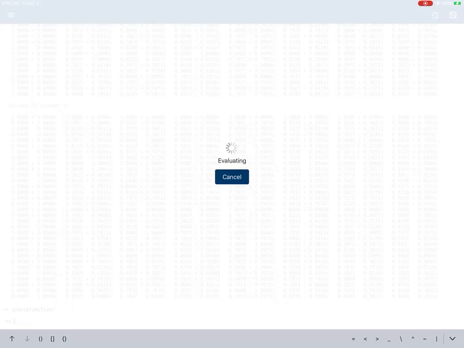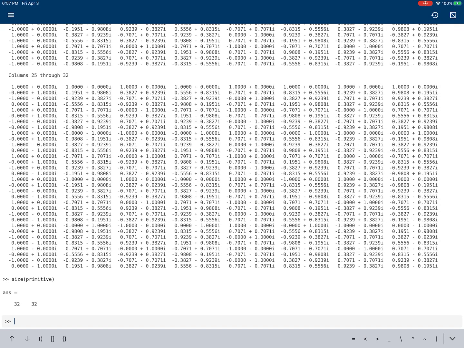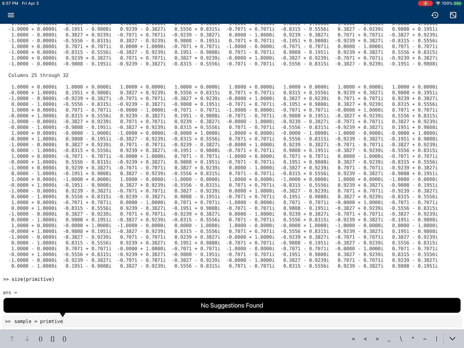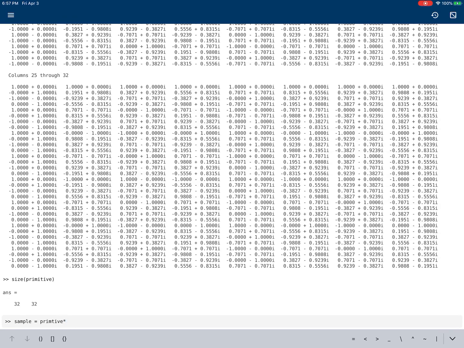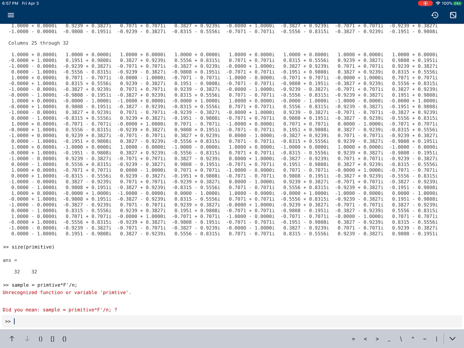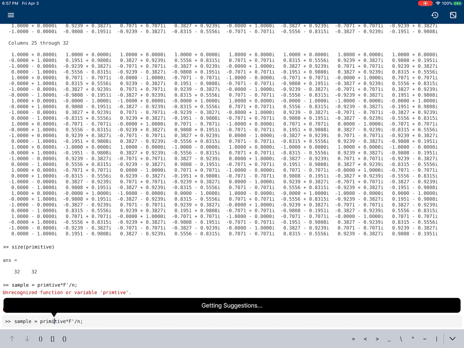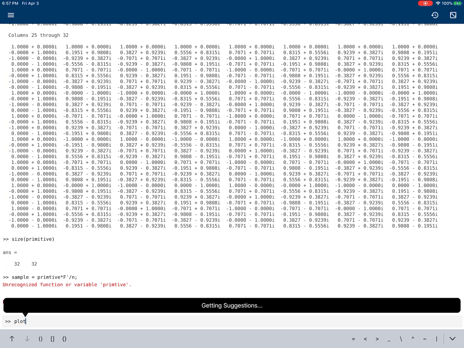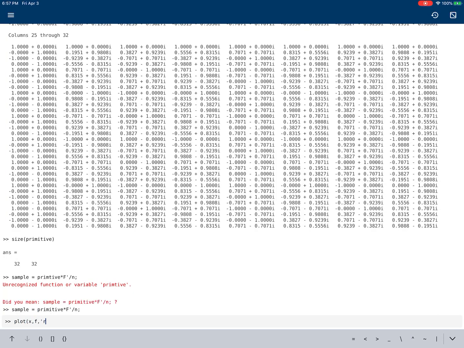So primitive, I'll just show you what it looks like. It's gigantic. It is a 32 by 32 though, so size of primitive is a 32 by 32 matrix. And if we wanted to recreate the sample signal, it's going to be primitive times f prime divided by n here. And I can show you, primitive? Yeah, primitive.